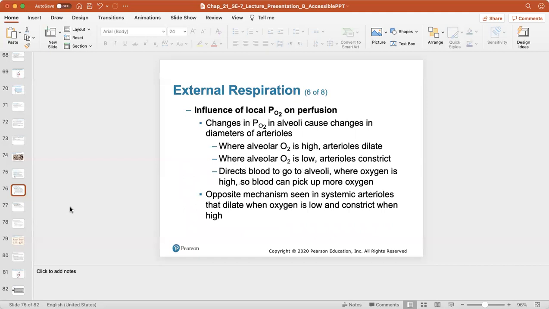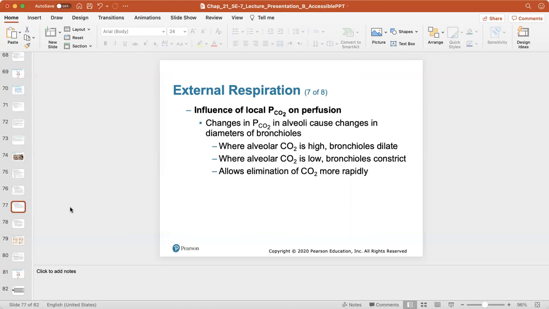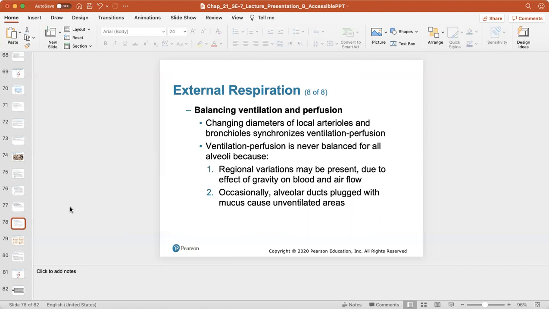More influences on local partial pressure of oxygen. This shows how changes in the partial pressure of oxygen in the alveoli can cause changes in the diameters of the arterioles. Changes in the partial pressure of carbon dioxide can also cause changes in the diameters of the bronchioles. Balancing ventilation and perfusion then just involves changing the diameters of the arterioles and bronchioles.